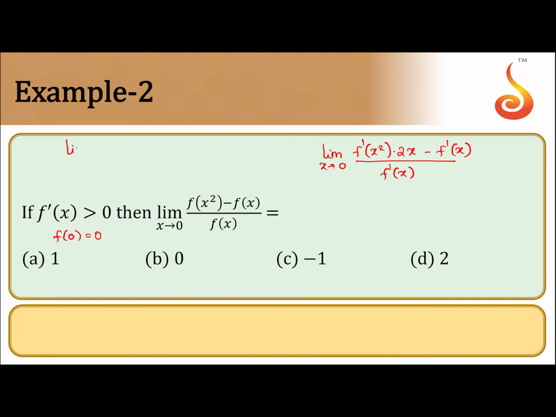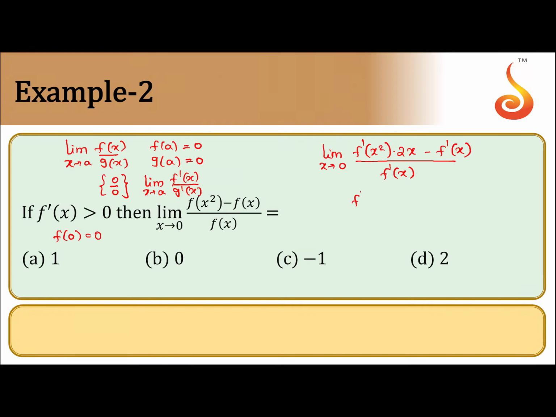What is L'Hospital rule? Limit x tending to a, f of x by g of x. F of a also becomes 0, g of a is also 0. Then it is 0 by 0 form. To remove that, what we do? We differentiate numerator and denominator separately. F dash x by g dash x. This process continues until and unless we get a finite limit.